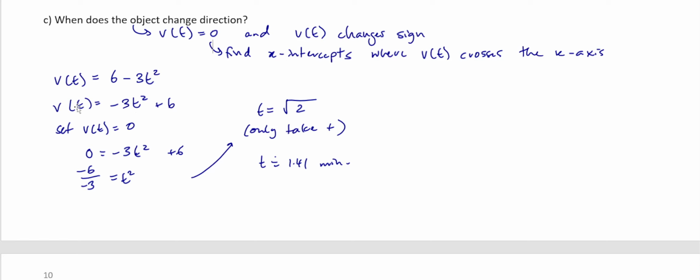Well, if we look at the velocity function, this right here is a parabola. So the velocity function is a parabolic function. It's a parabola that's opening down and has been shifted 6 units up. So I'm going to find the x-intercepts, where x-intercepts are when v at t is equal to 0, and also where it crosses the x-axis because v at t has to change signs. So I'm going to quickly graph that and see if that holds up.